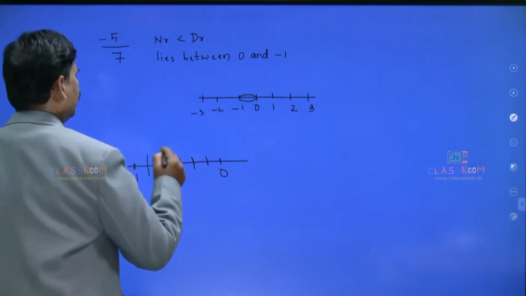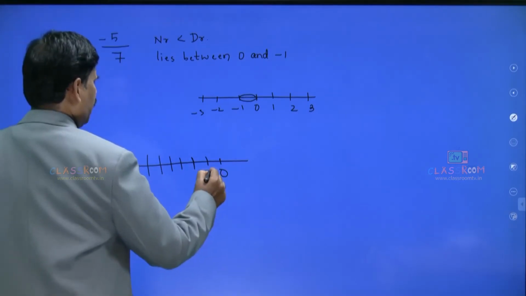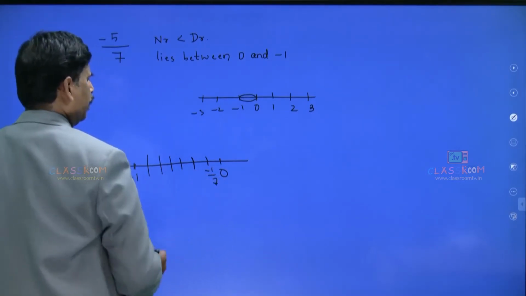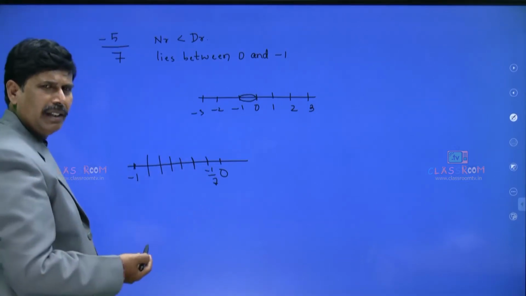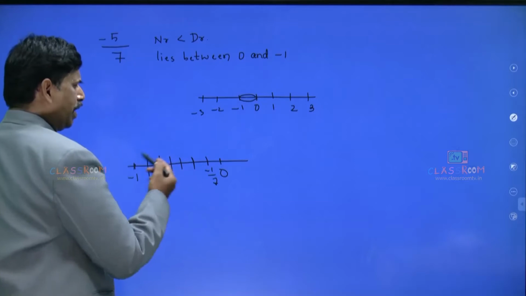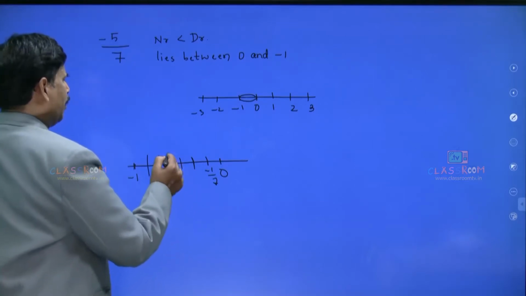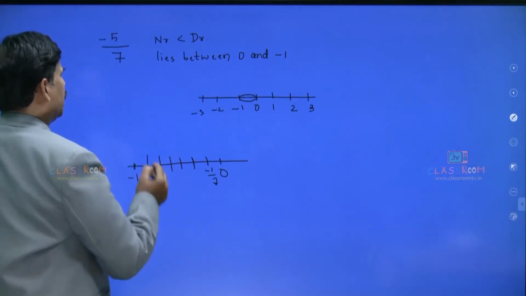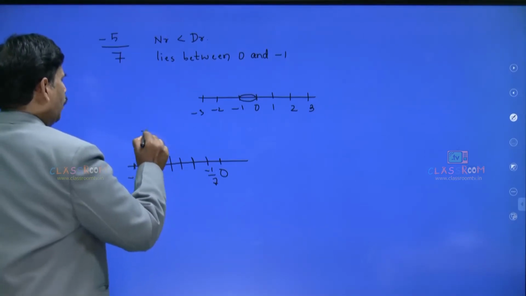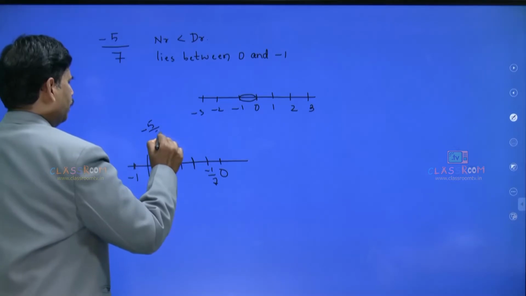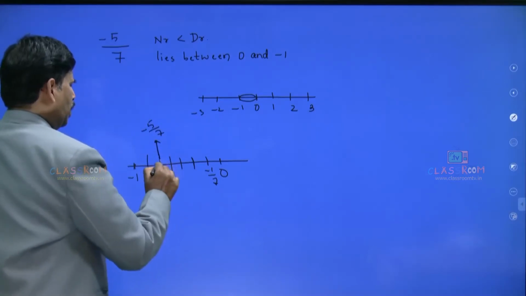It is divided into 7 equal parts. Now this is minus 1 by 7. We wanted minus 5 by 7. So it is minus 1 by 7 here, minus 2 by 7, minus 3 by 7, and this is minus 4 by 7. And this one we wanted: this is minus 5 by 7.